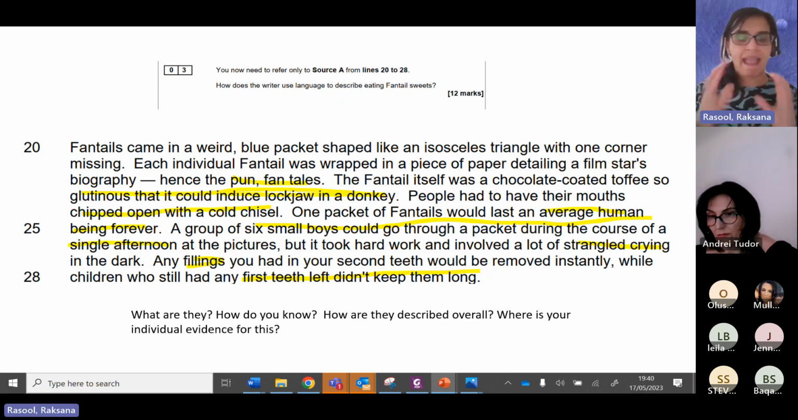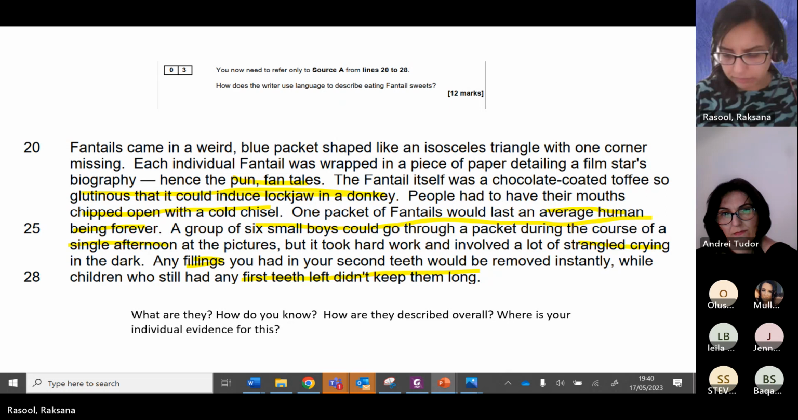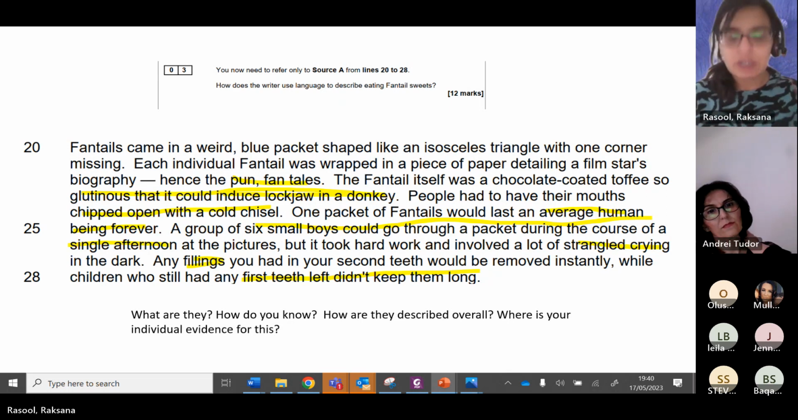Thank you. No problem. Any other questions about this before I move on? I know I've kind of rushed. Can you explain the last two lines? Any filling you had in second teeth would be removed instantly.